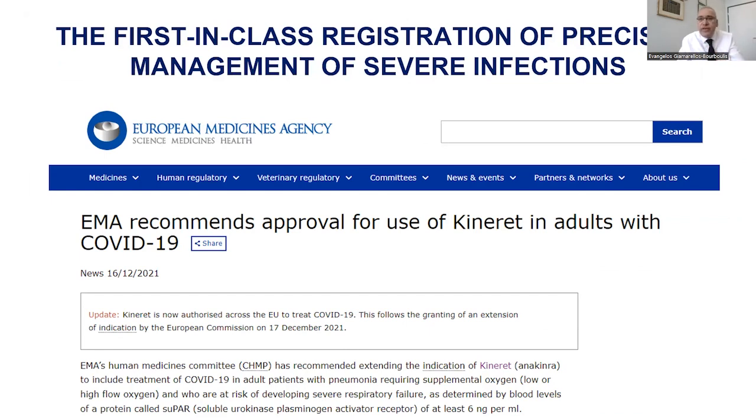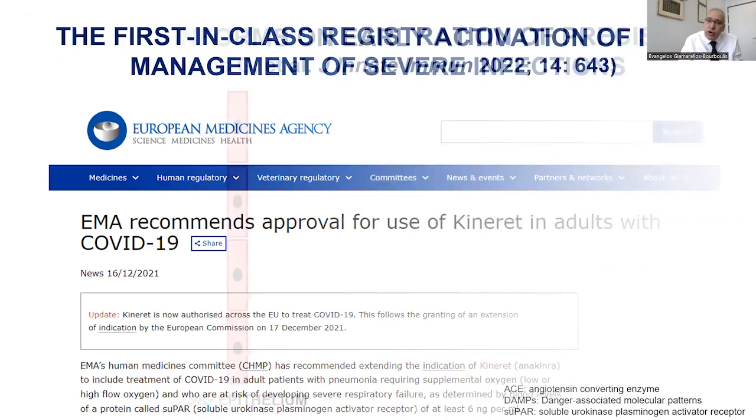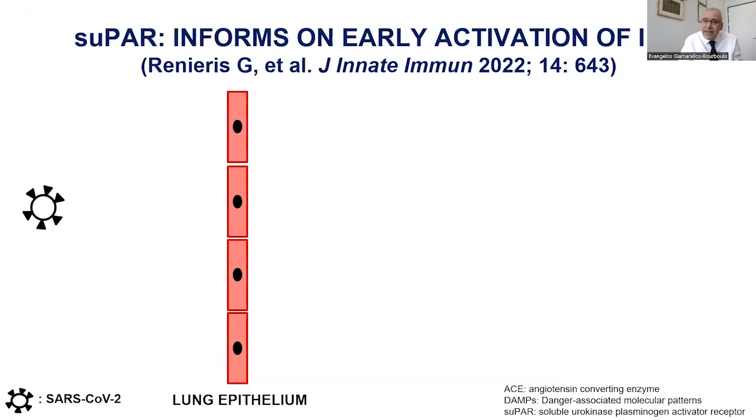in the case of a severe infection. And I'm very proud to present to you the first precision immunostrategy for severe infections which has ever been approved so far. It has been approved by the European Medicines Agency on the 16th of December 2021 for the management of COVID-19. What is the idea?